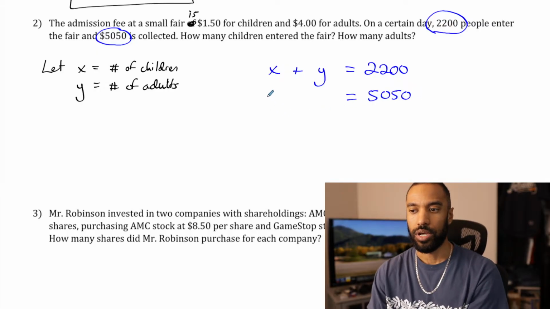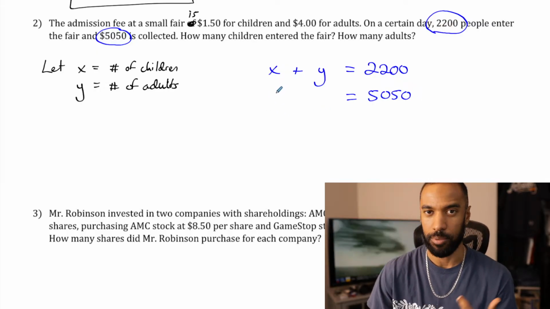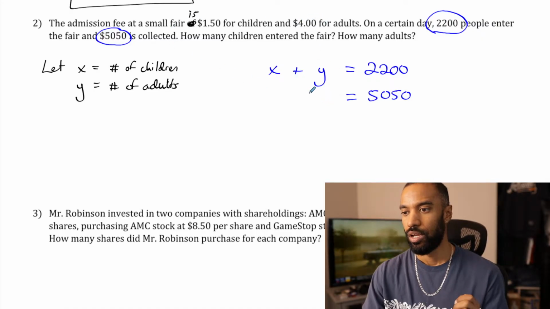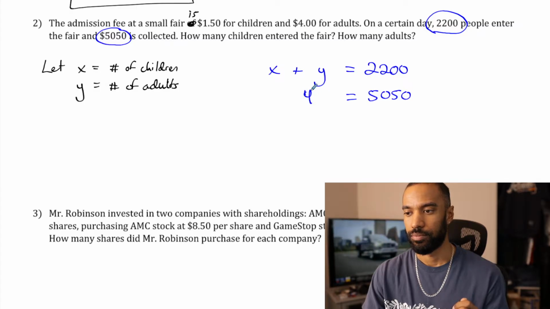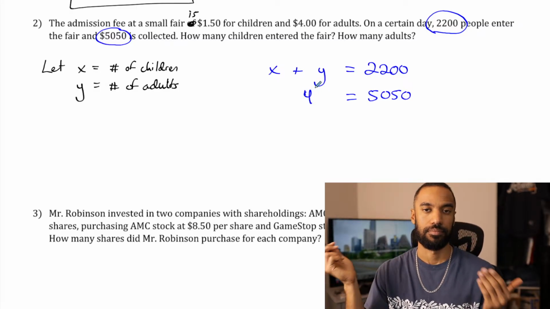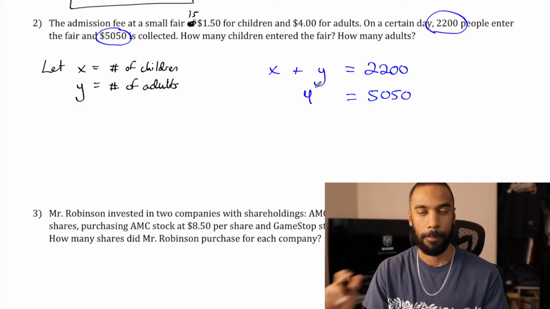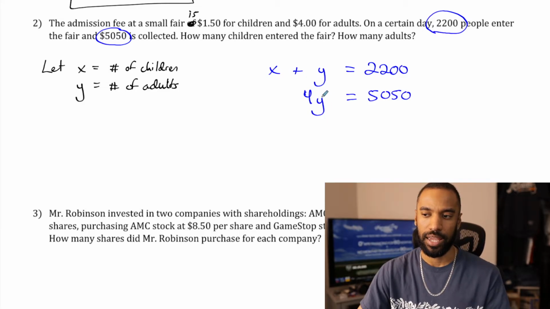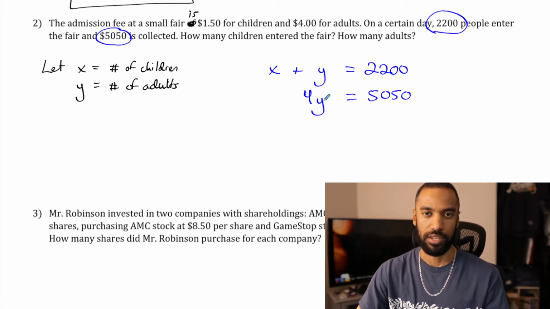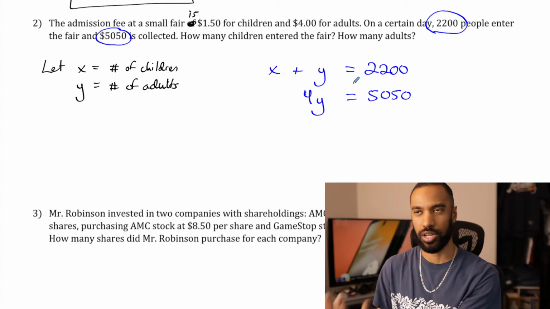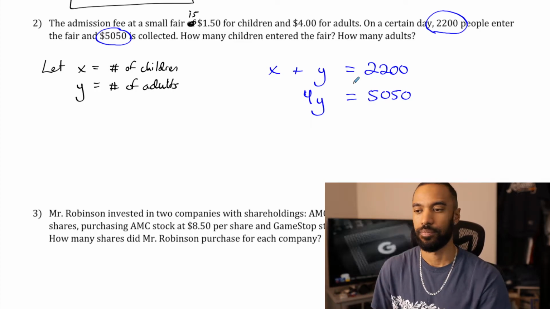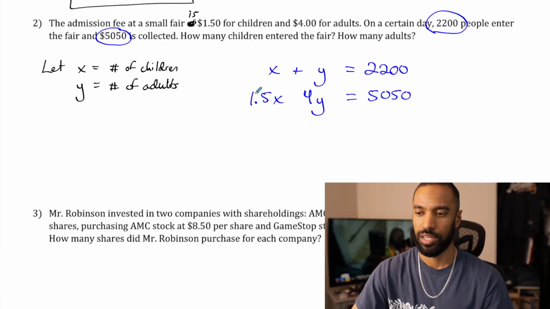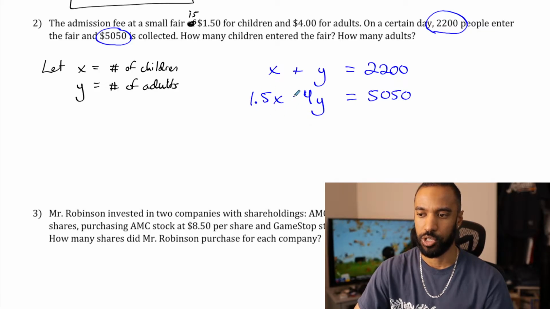Total, $5,050 is collected. You collect money from children attending and from adults attending. Let's start with adults because the number is a little cleaner. It's a 4. $4 per adult. If 10 adults attend, that's $40 collected, 4 times 10. If y adults attend, that's 4 times y, how much money is collected from adults attending the fair. Now, $1.50, or 1.5 times x, is how much money is collected from children attending the fair.